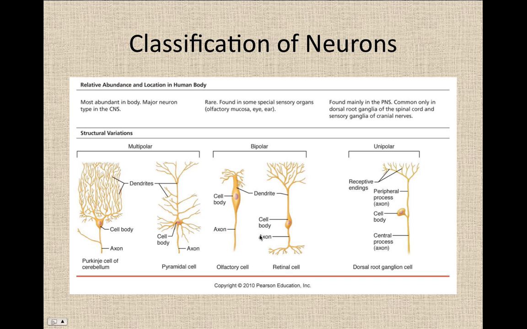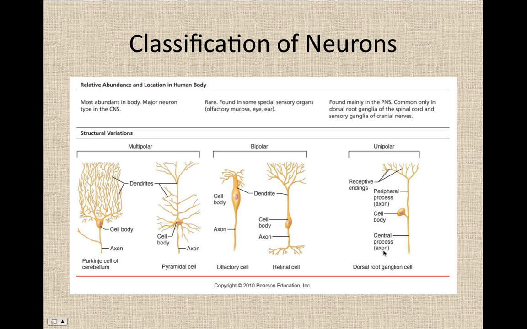Special senses are really the only place that you're going to see those bipolar neurons. So olfactory mucosa, which would be for smell. Olfaction is another word for smell. Eye for the retina, and then ear is going to be for hearing. So only special senses are going to be bipolar, and not all of them.